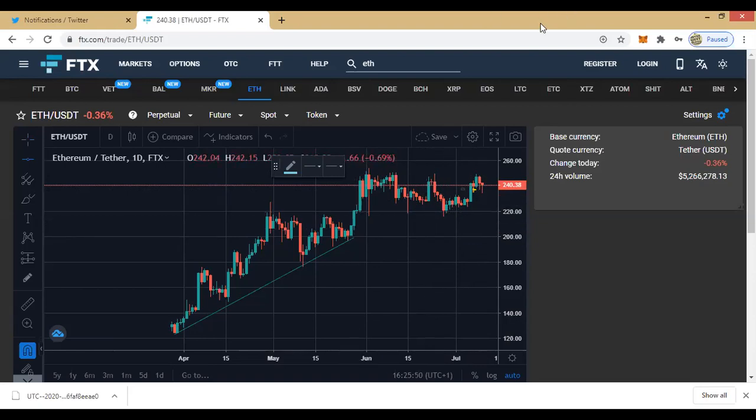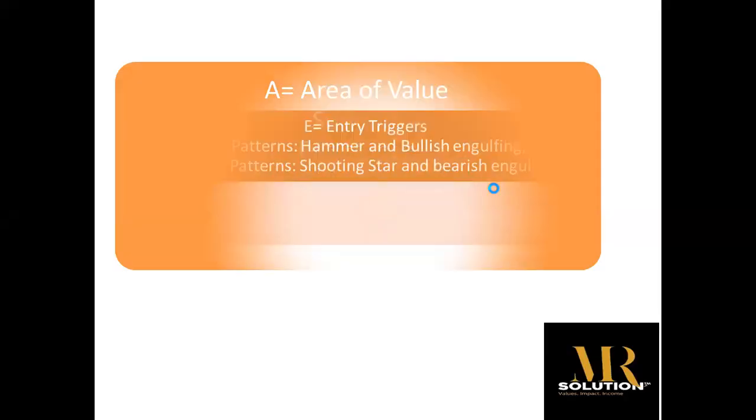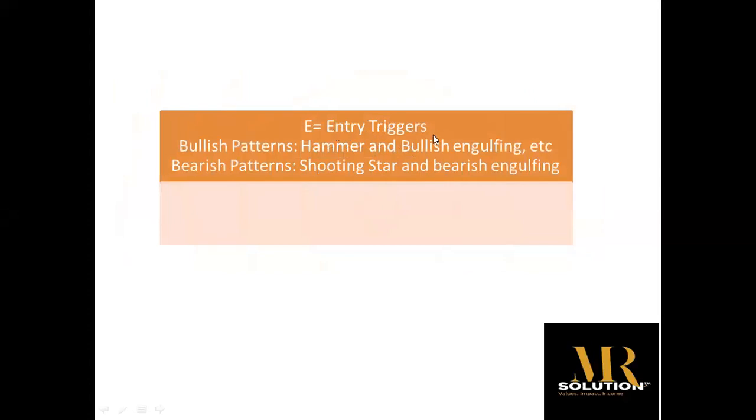The next letter there is E, which is for entry triggers. Entry triggers tell you the things that will make you enter the market, the kind of candle that will form that will make you either enter or exit the market. For bullish patterns, you could have a hammer, a bullish engulfing, and the rest of the other bullish candlestick patterns. Whenever you see this kind of bullish pattern formation, it tells you whether you should be entering or exiting the market. That's for the entry triggers.